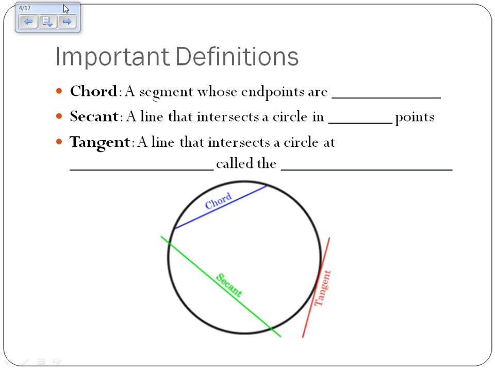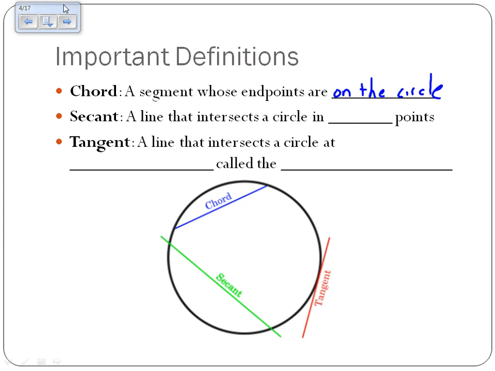These 3 definitions you have most likely not seen. The chord, secant, and tangent. The chord, which is shown right here in the blue, and you will probably want to draw this picture, guys. The chord is a segment whose endpoints are on the circle. Notice that it both starts and stops on the edge of the circle. Everybody see that?